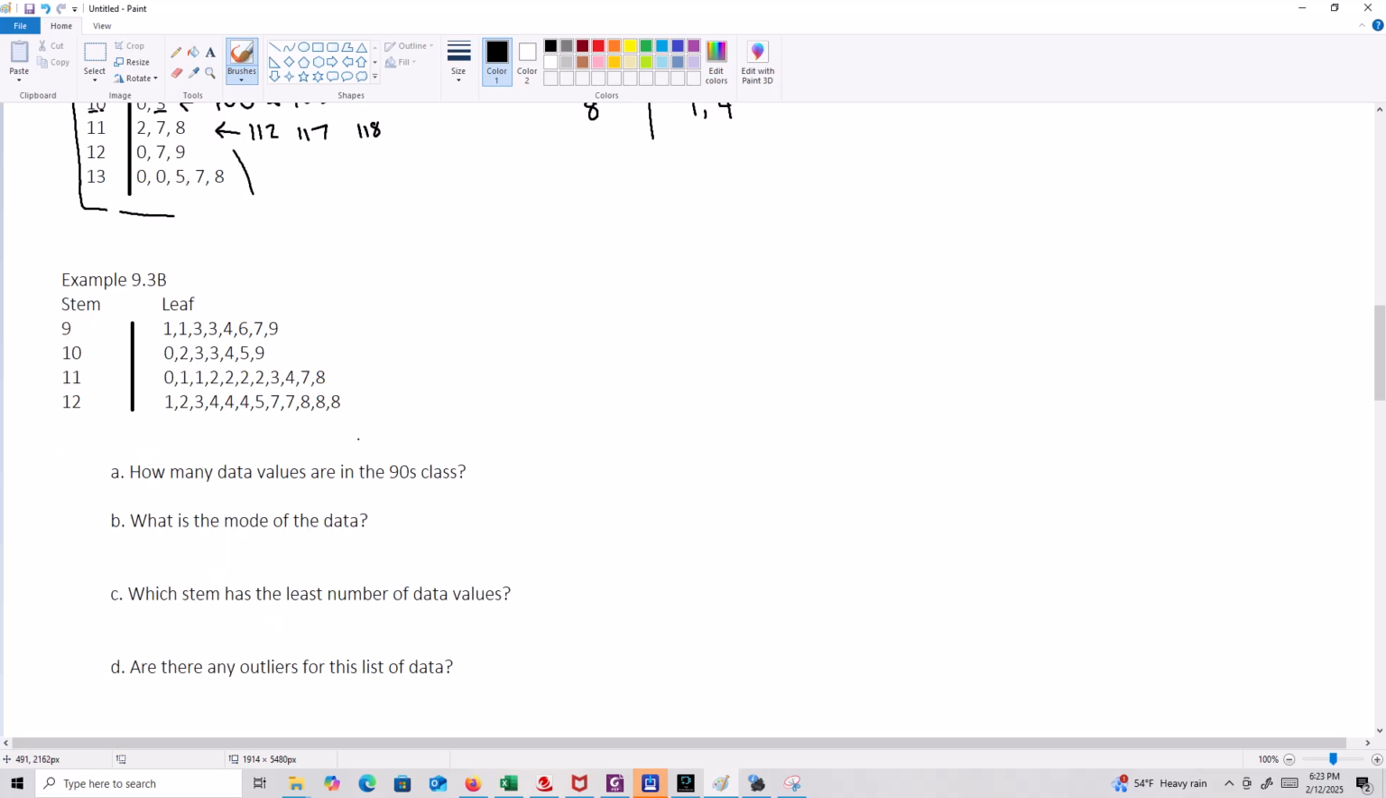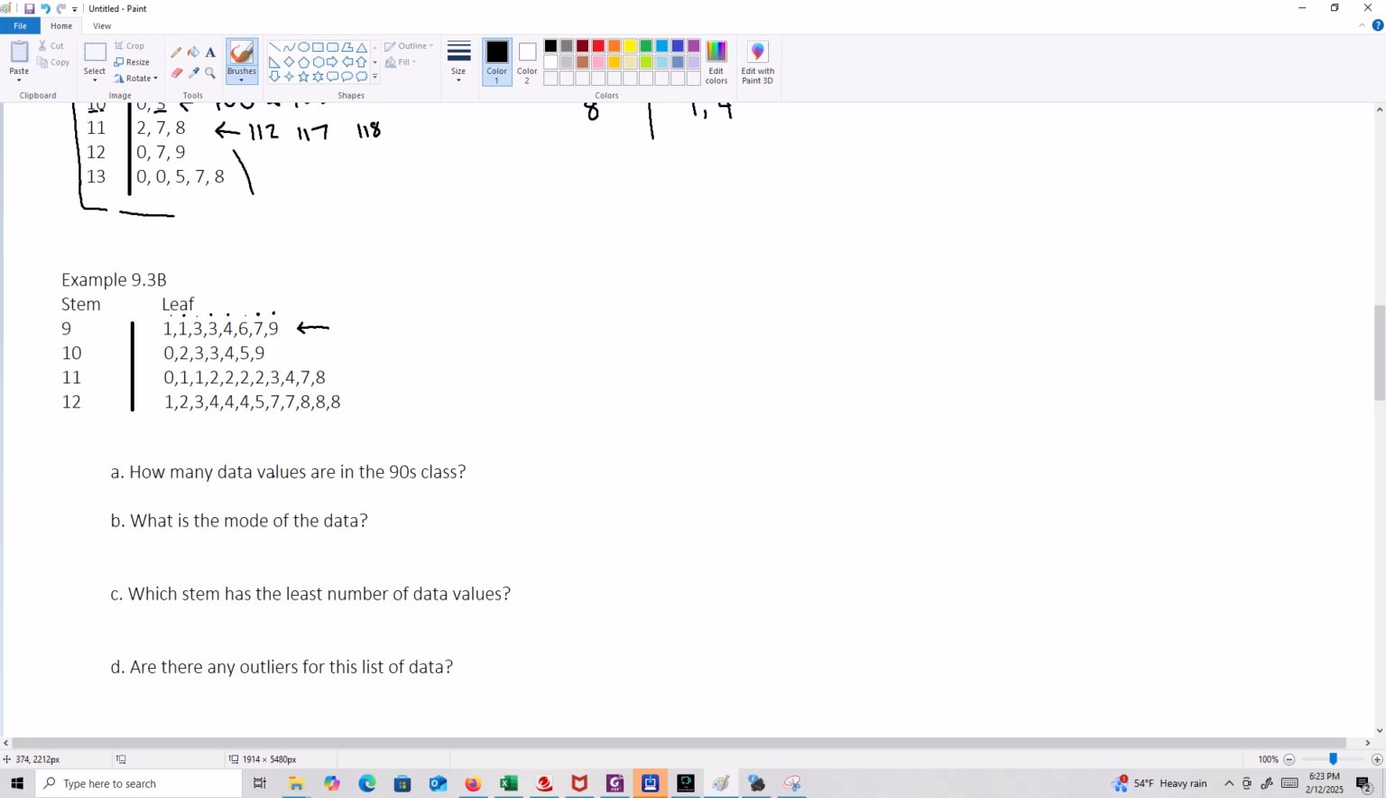All right, the final example is example 9.3b. Just as a quick review, looking at this first line, this 9 in the first one would be 91. 91 shows up in the data list, 91 shows up again, 93, and then 93 again, then 94, then 96, 97, and 99. So that's just going through that first line of the graph.